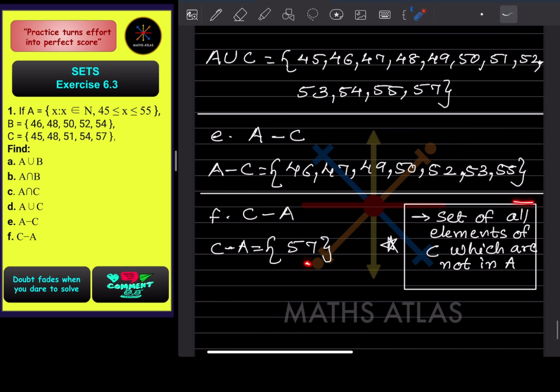I have written a note over here for this one. The same follows for this one. Here I have written set of all elements of C which are not in A. Because it is C, you have to look at the first set. Again, here it will be set of all elements of A which are not in C. So hope this note is clear to you.